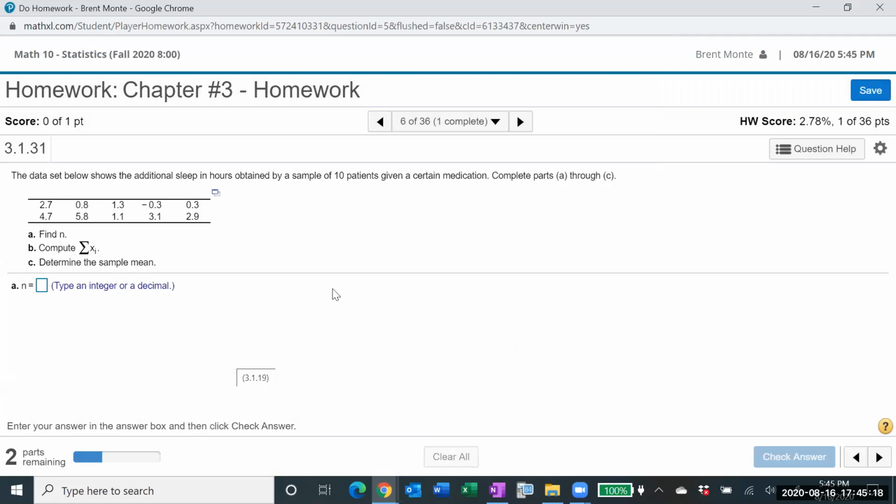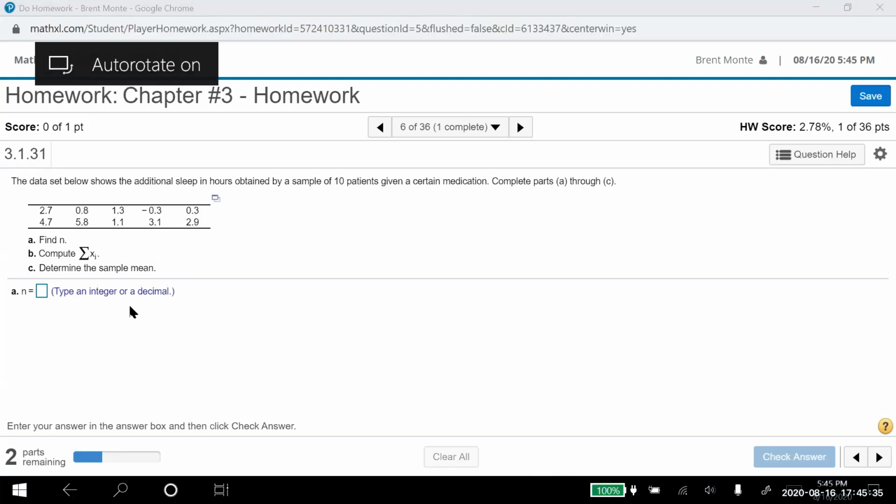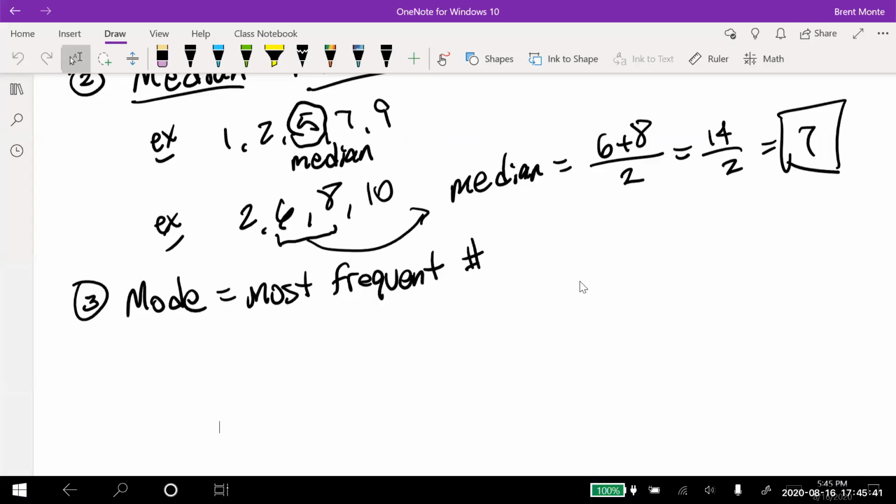And, oh, it says questions complete. Go on to the next problem. Notice find n, find the sum of x, determine the sample mean. So we could do all that with StatCrunch as well. I'm not going to do that problem because we know how to do it. All right, so we've got that. That was pretty nice. Let's go back into our material and we'll talk about this.